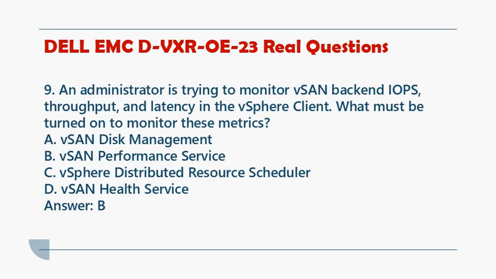9. An administrator is trying to monitor vSAN backend IOPS, throughput, and latency in the vSphere client. What must be turned on to monitor these metrics? A. vSAN Disk Management, B. vSAN Performance Service, C. vSphere Distributed Resource Scheduler, D. vSAN Health Service. Answer: B.